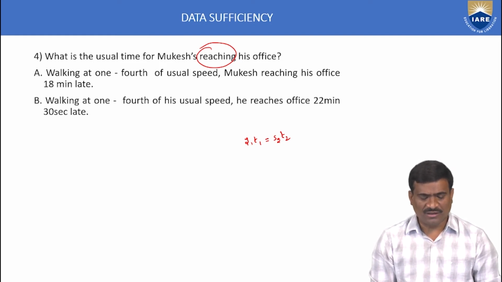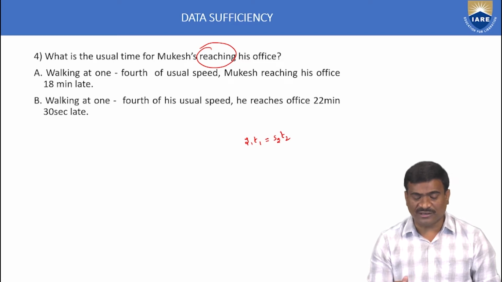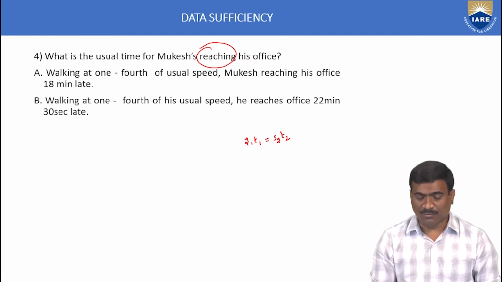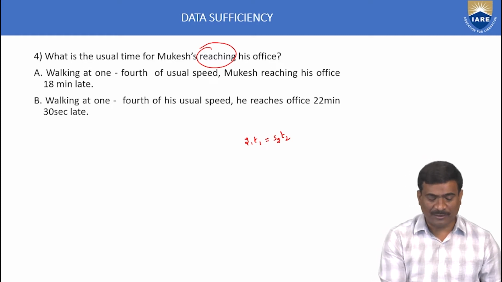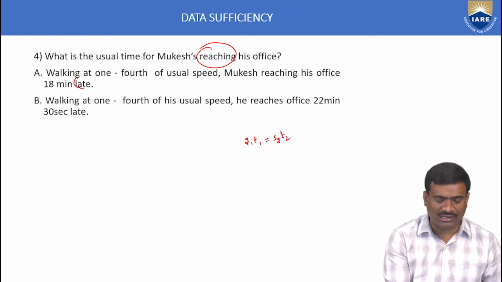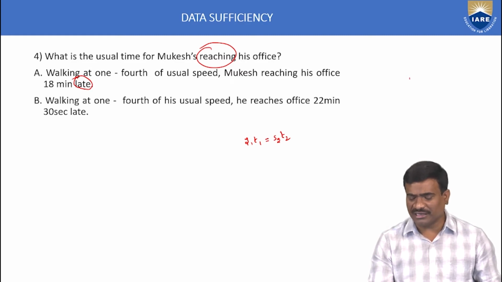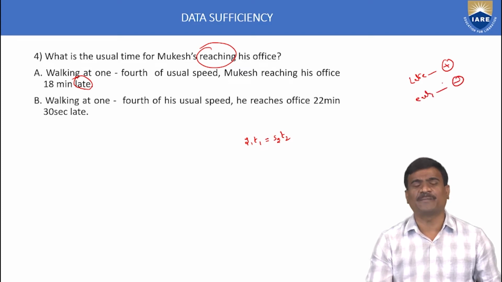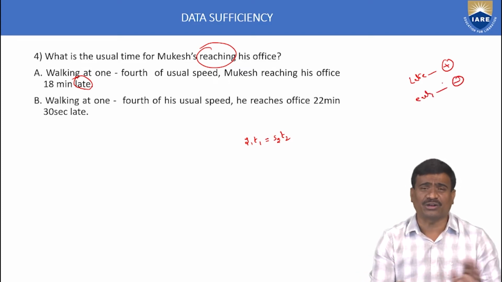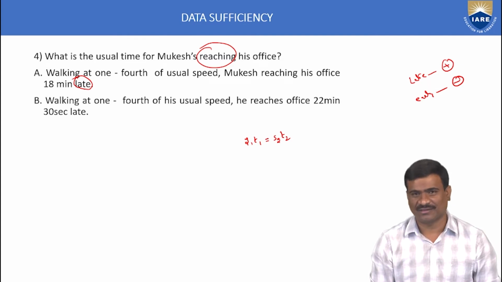Statement A: Walking at 1/4 of his usual speed, Mukesh reaches his office 18 minutes late. Here the important terminology is only late. Considering time, late indicates the plus operator, early indicates the minus operator. This is applicable only to time, but not to other conditions in quant.